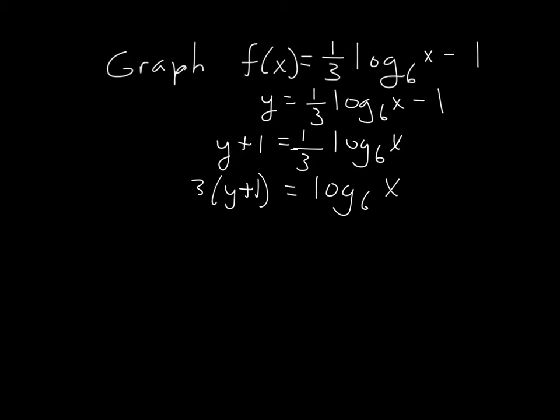And now it's time to explain why I wanted to isolate that. The reason I only want this here and all this other junk over here is now I can do the rule that this, the base of the log, to the power of this mess has to equal this over here. So I'm going to write it that way. What that does is it gets rid of the log, so I can just do basic math. So it's going to be 6 to the power of 3(y plus 1) equals x.